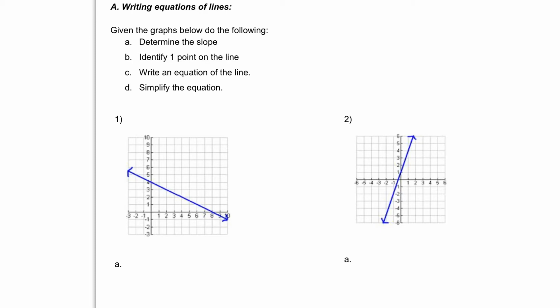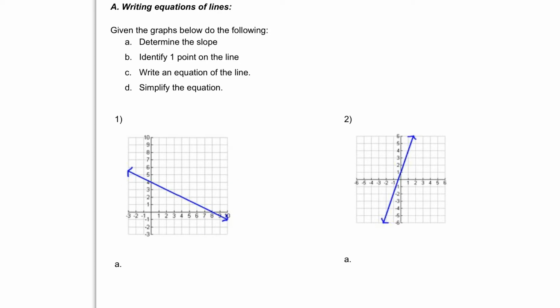The first thing we're going to do in part 3 is writing equations of lines. And so for this one, in order to do that, A, we're going to determine the slope. B, we're going to identify one point on the line. C, we're going to write an equation of the line. And D, we're going to simplify that equation. So let's start with the letter A, which is determining the slope.